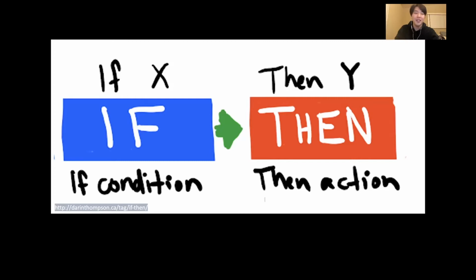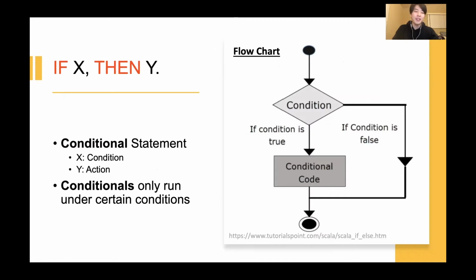Okay, if X, then Y. Just look at this picture and know how if is defined and then is defined. If contains the condition and then contains the action. And there's an arrow sign because there is cause and effect, right? So if X, then Y. We call this a conditional statement, okay? So we have the condition, which is X, and Y is the action. The conditional, which is Y in this case, only runs in certain conditions.